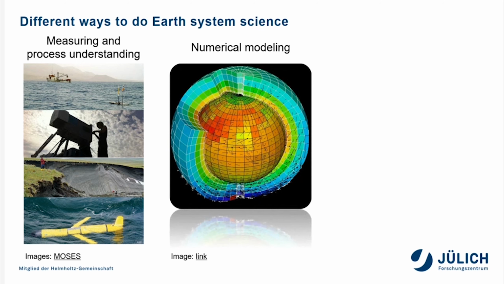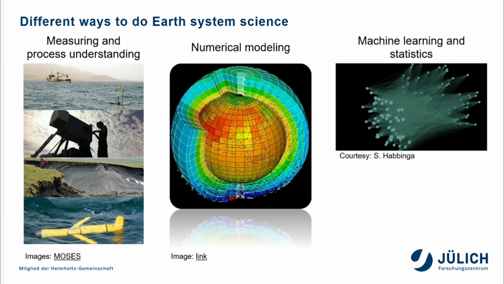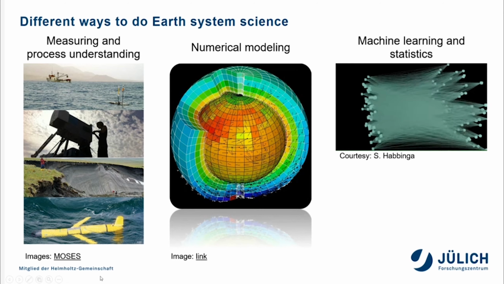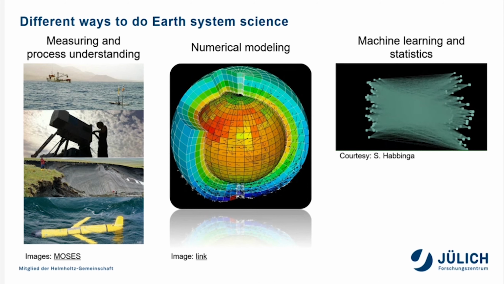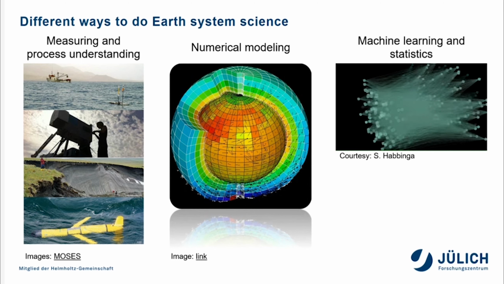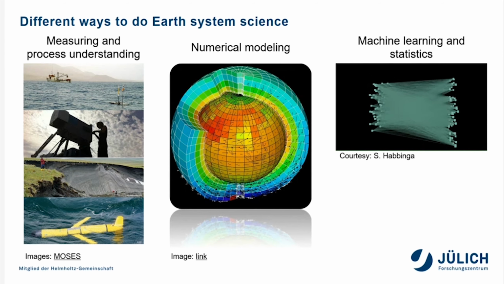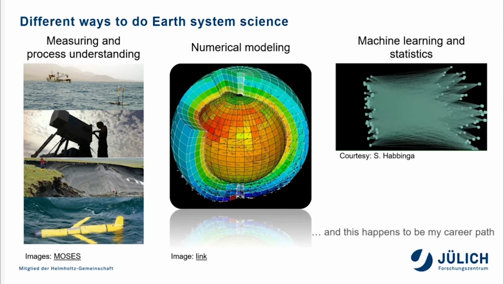The second way to do Earth system science is through numerical modeling. So primarily you're building huge computer codes, splitting the Earth into different boxes and simulating all kinds of Earth system interactions. And the third way is machine learning and statistics, a bit animated here. And this is really where we are starting to develop our machine learning approaches and bring this new perspective of machine learning into Earth system science.